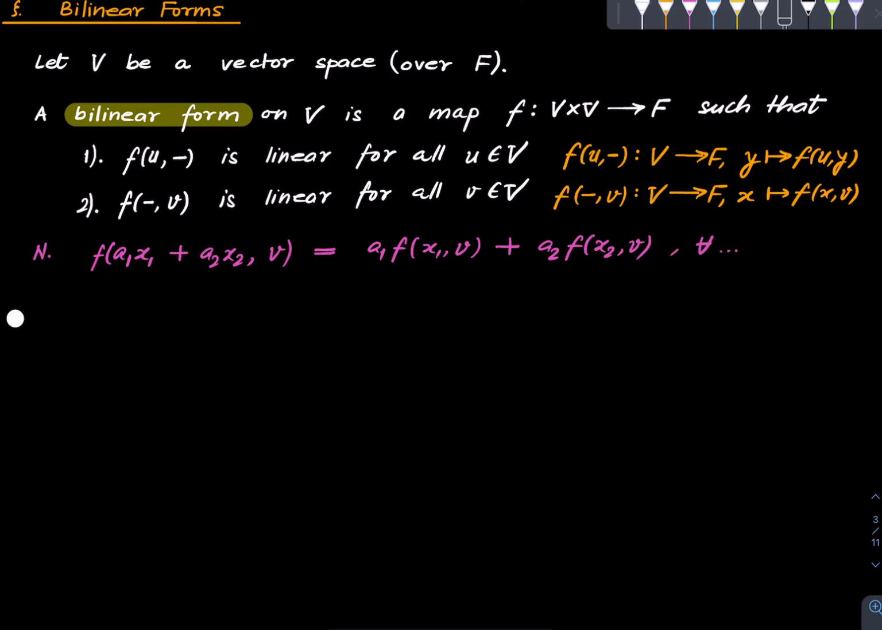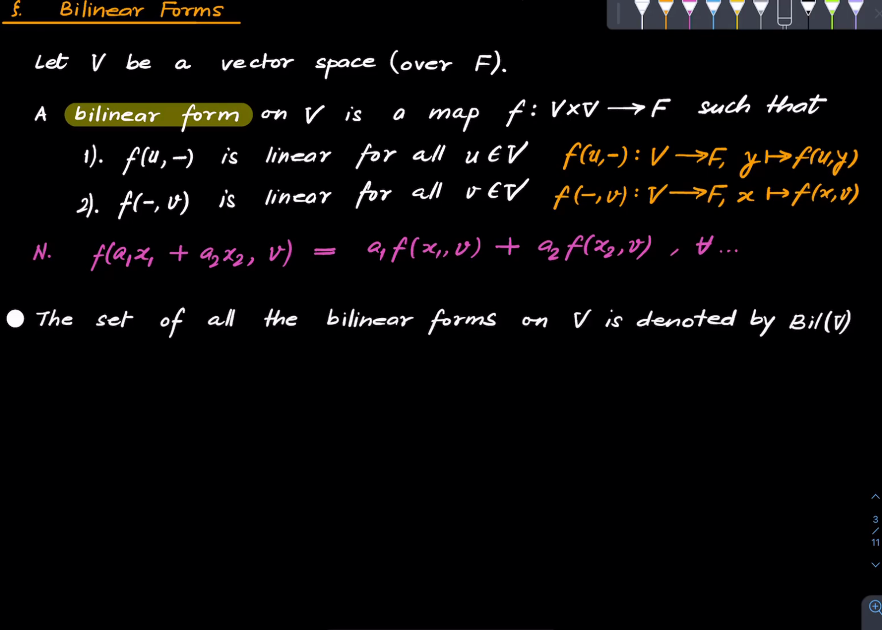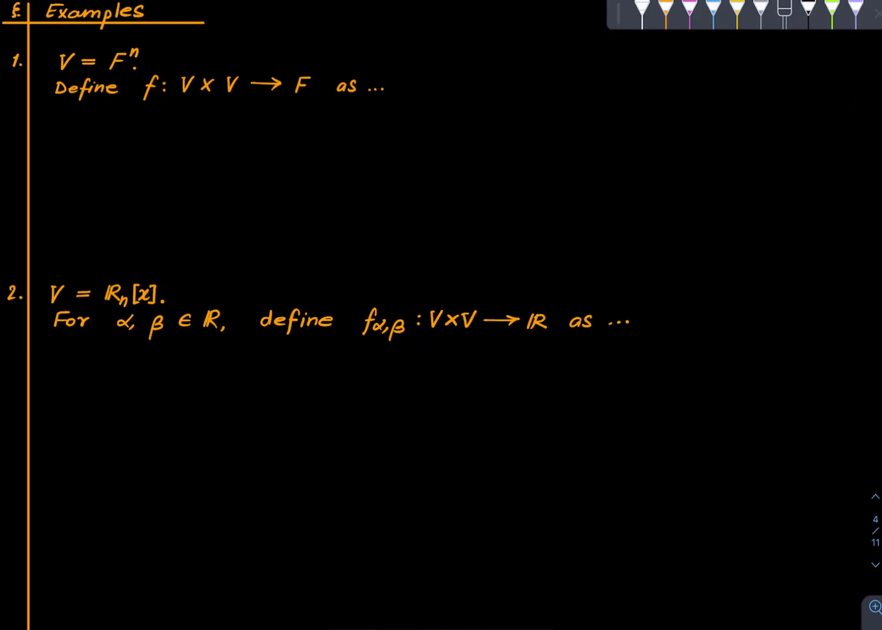It is unclear why such a thing is useful, but we will look at some examples and get comfortable with this. Before that, here is a notation. The set of all the bilinear forms on a vector space is denoted in this fashion: Bil(V). All right. So let's see some examples.